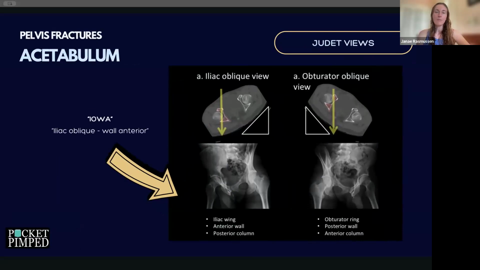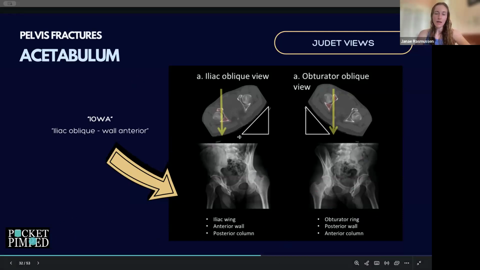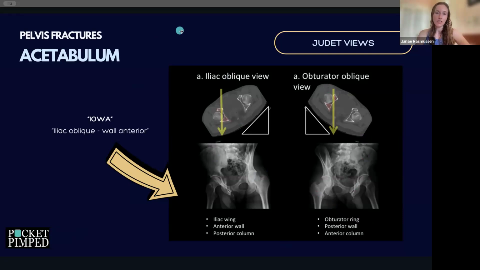So when it comes to acetabulum, there are different classifications, but I think one of the most important things is trying to understand what we call Judet views. With Judet views, this is a way for us to basically assess looking at anterior column, anterior wall, posterior wall. And sometimes it can be a little overwhelming trying to remember which view does which. So I really like this image here that's also from the Pocket Pimped videos.